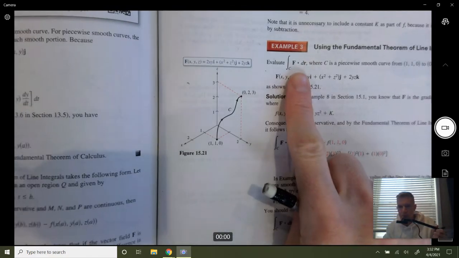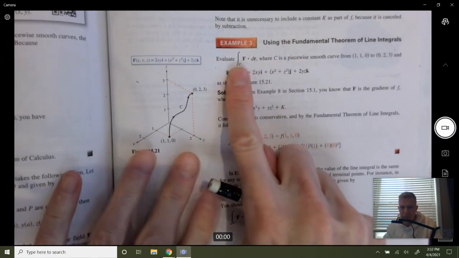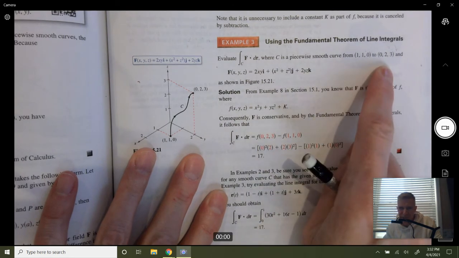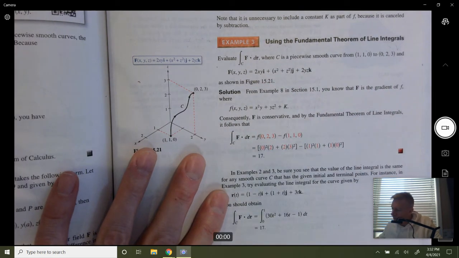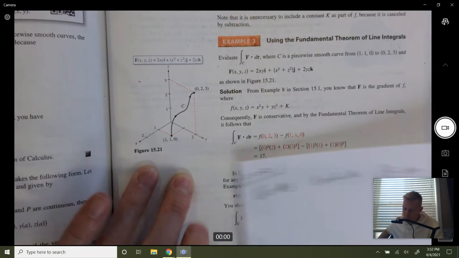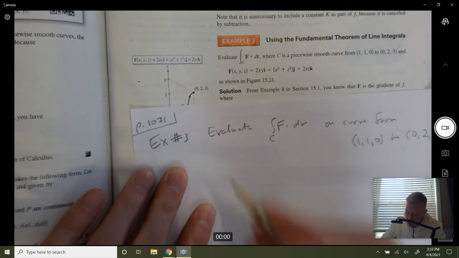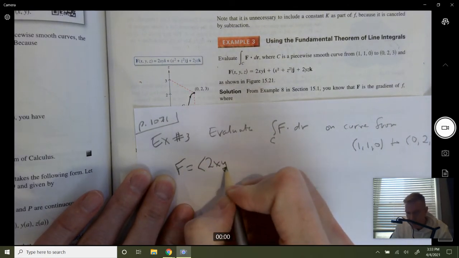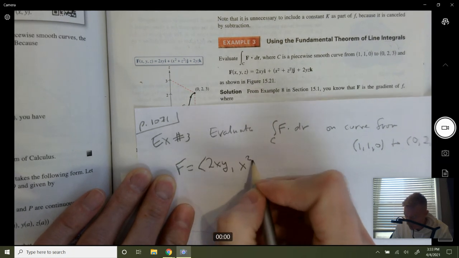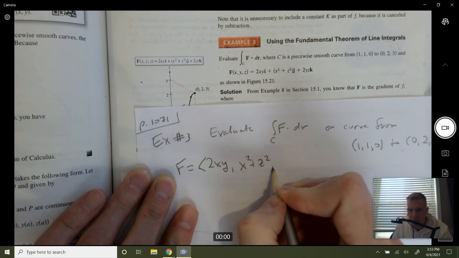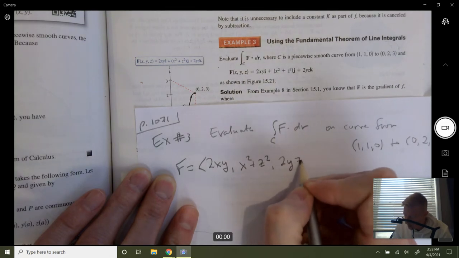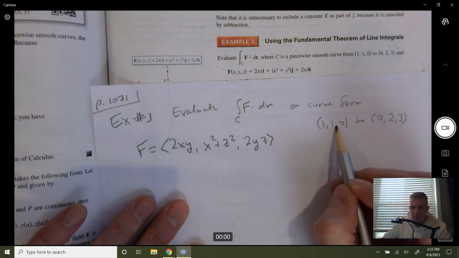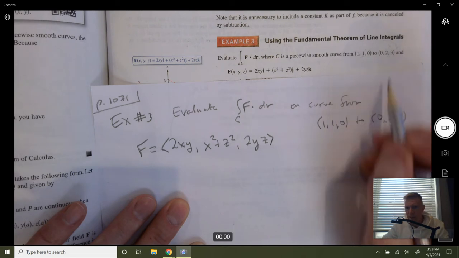So example 3 in the book looks like this. Using the fundamental theorem of line integrals, evaluate this, where C is a piecewise smooth curve from this point to this point, and there's your vector field. Okay, so this is example 3. I started to write this down. Our vector field is equal to 2xy, x squared plus z squared, 2yz. Okay, if you don't feel like you need to do this example, you don't need to do it. We're going from this point to this point, which is what they said right here, right? I wrote that down correct.